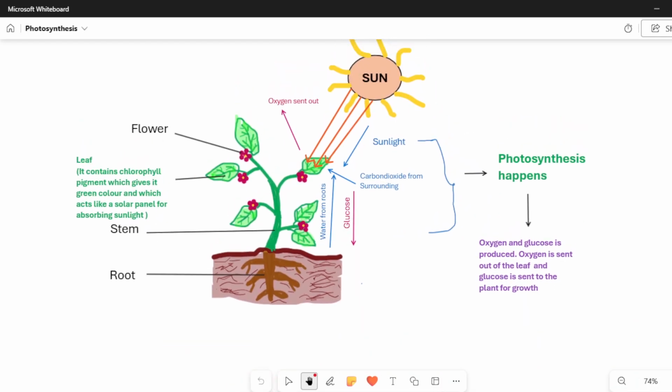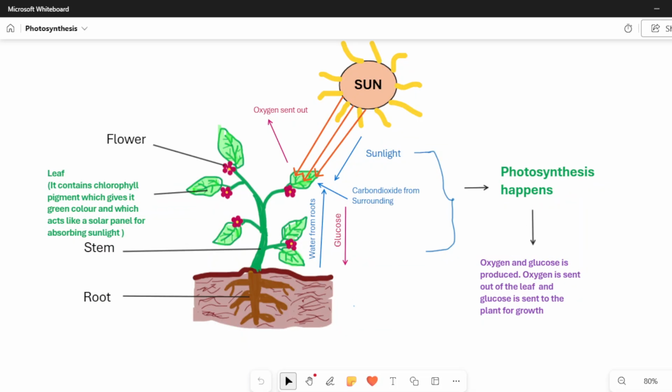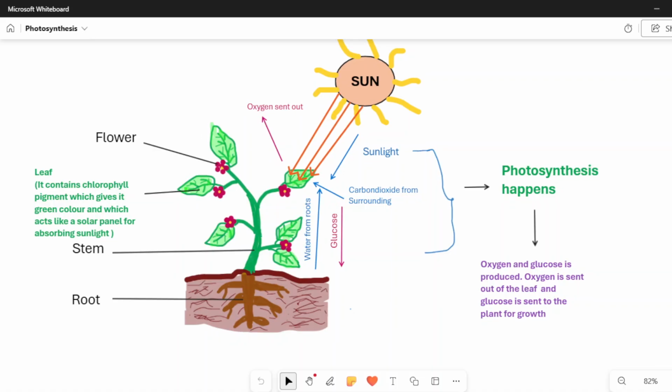Now, if you see this diagram, this is the diagram which you would have seen at your school level or small elementary classes. Now, if you see, this is the plant. This is what we are able to see with our naked eyes outside. The plant has roots, it has stem, it has leaves, it has flower. So the leaf has chlorophyll pigment which gives it the green color and which acts as a solar panel to take the sunlight from the sun.